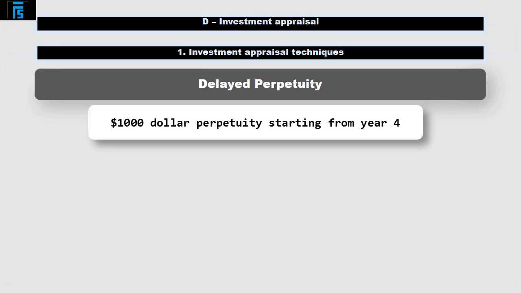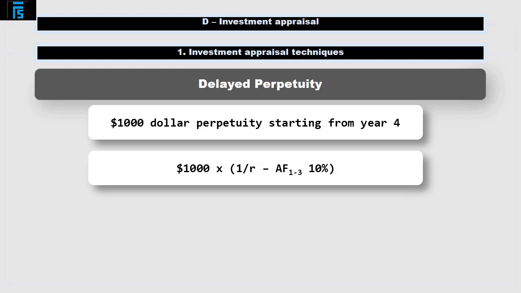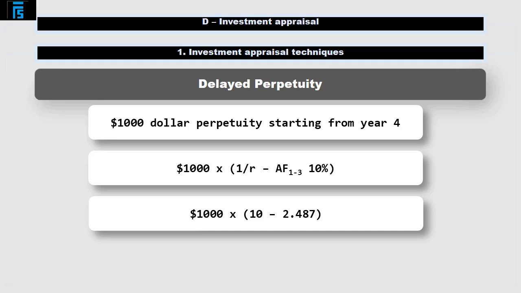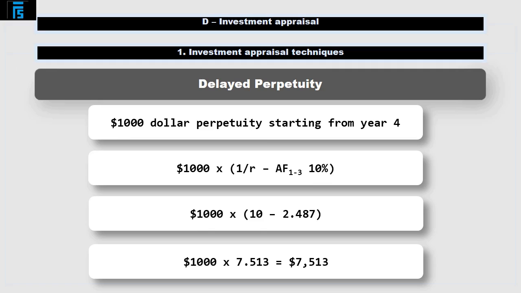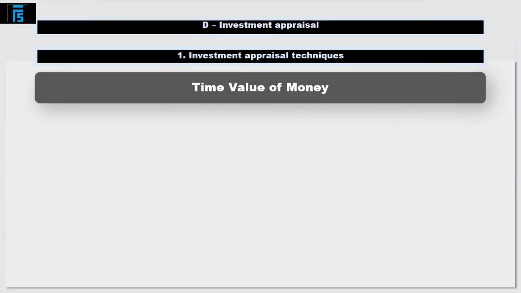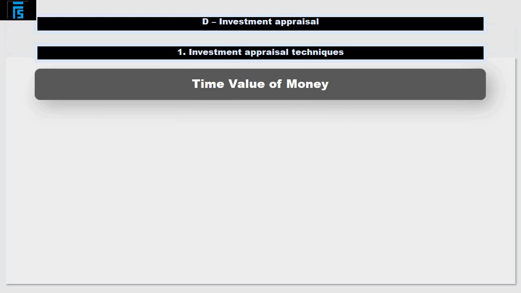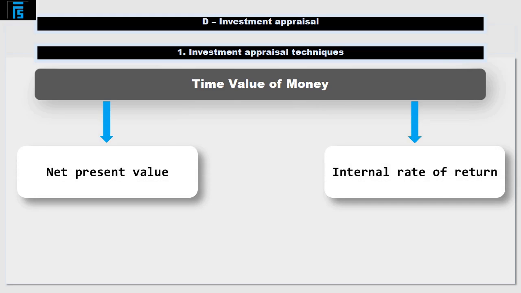annuity. For example, if our $1,000 perpetuity didn't start for 4 years, then the present value would be $1,000 multiplied by 1 over R minus the annuity factor for years 1 to 3 at 10%, or $1,000 multiplied by 10 minus 2.487 equals $1,000 times 7.513 equals $7,513.